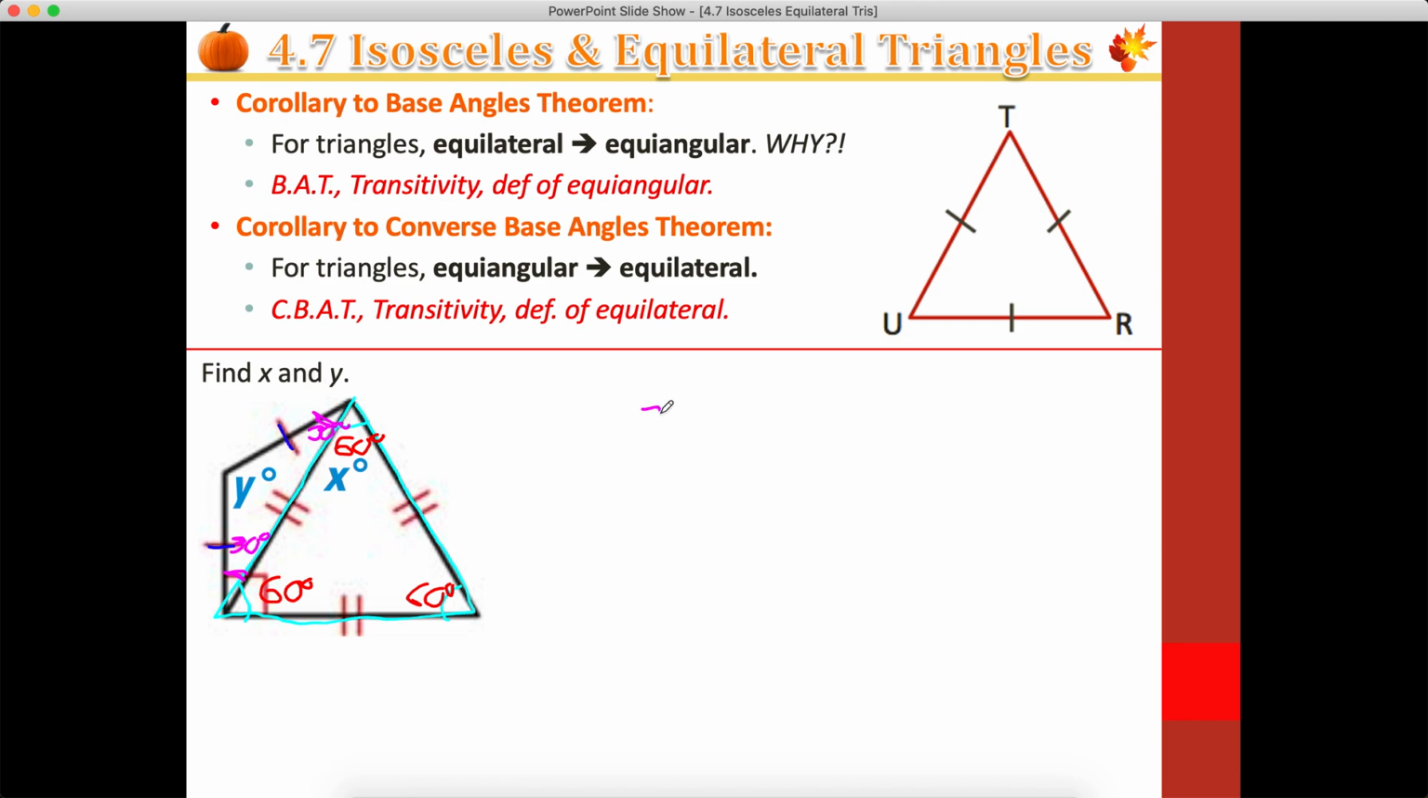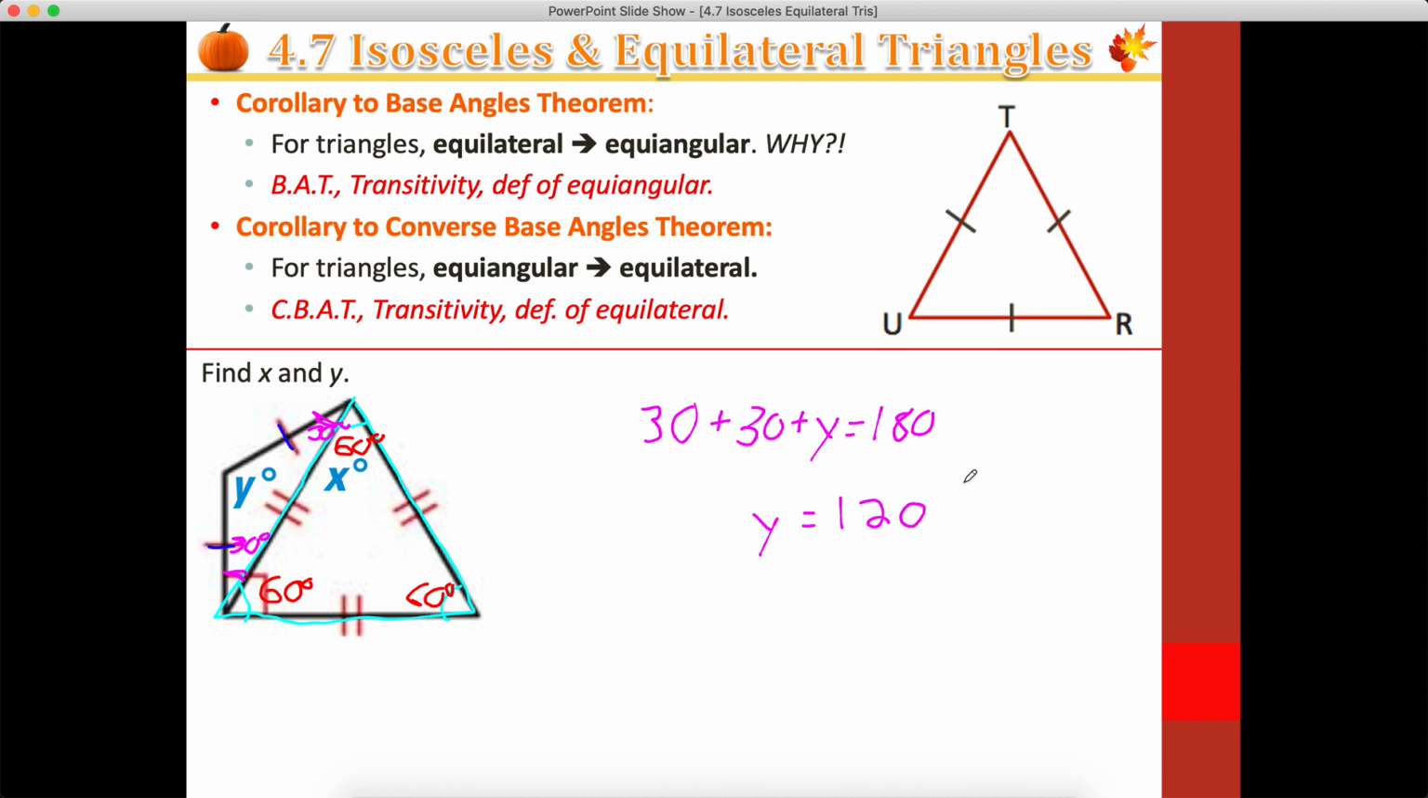And then I can set up the equation 30 plus 30 plus y equals 180 degrees. That's the triangle angle sum theorem, or triangle sum theorem? I don't know. The thing that says all 3 of these angles have to add up to 180 degrees. So that sum is 60. If I take 60 away from each side, I get that y equals 120.